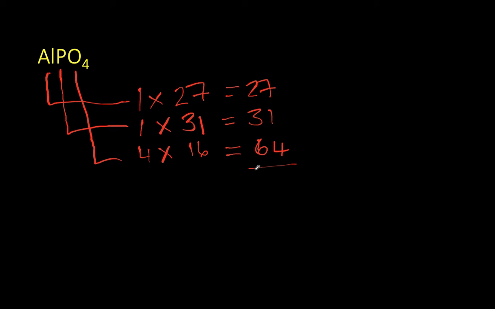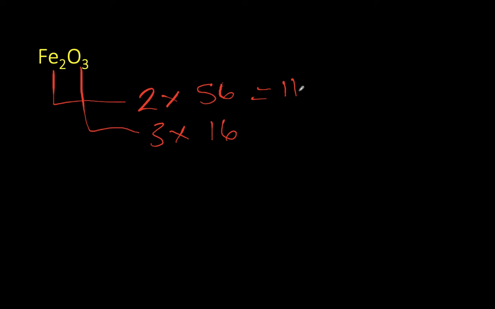That gives us, okay, iron oxide. We have 2 times 56 and we have 3 times 16. So we have 112 and 48. That gives us a total of 160. If we are comfortable with that, let's move on.